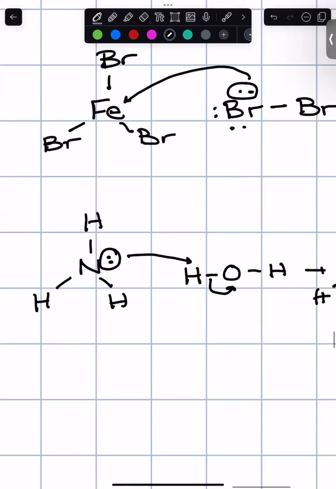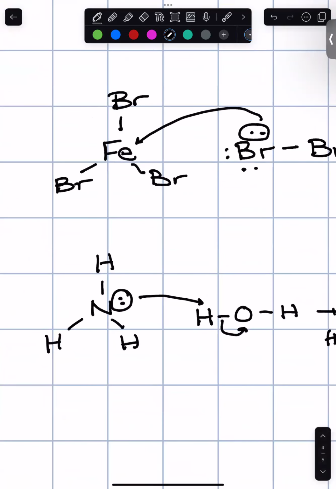But if you get something like one of these metals where they don't have any free electrons, they can't donate electron pairs. This cannot be a Lewis base, but it can be a Lewis acid because it can accept them.